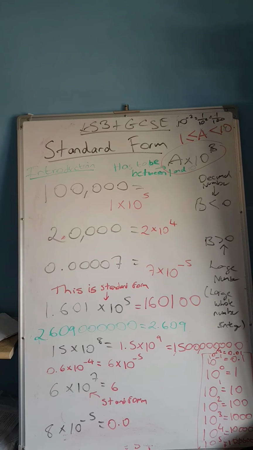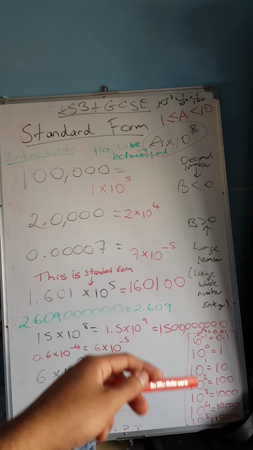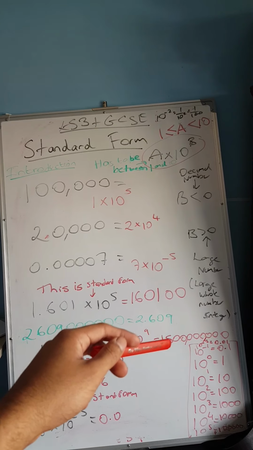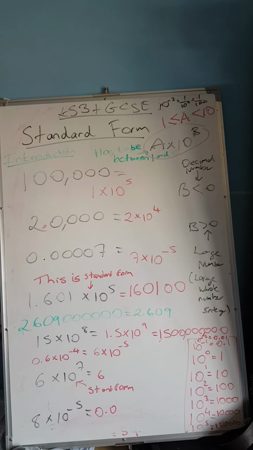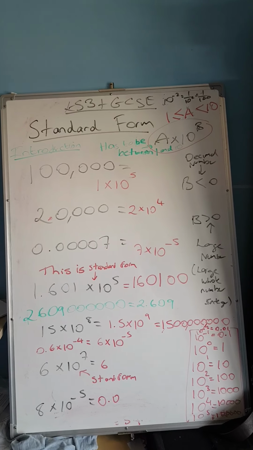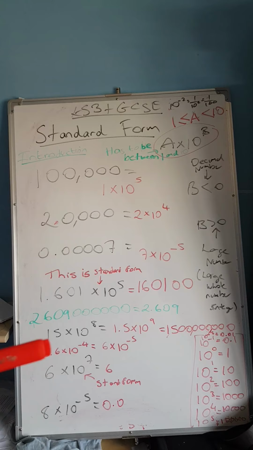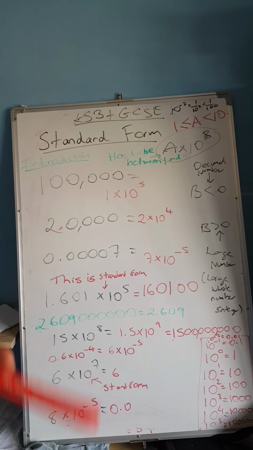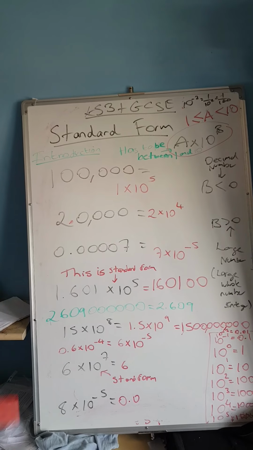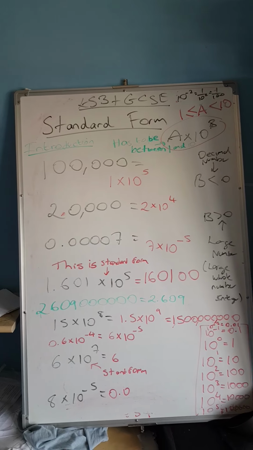Now, this topic requires our knowledge of powers of 10. So on the bottom, I've written a list of what happens if I have a negative power, positive power, and so on. Remember that 10 squared is 100, 10 cubed is 1,000, 10 to the power of 4 is 10,000, and 10 to the power of 5 is 100,000. The power just means that it's multiplied by itself a set number of times.